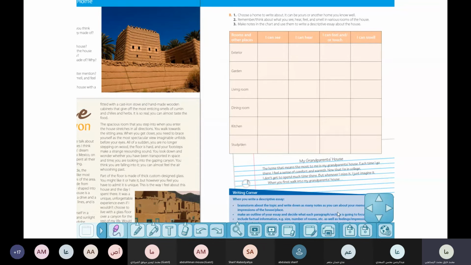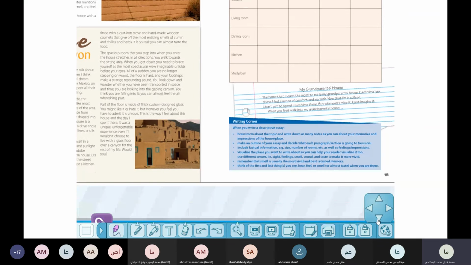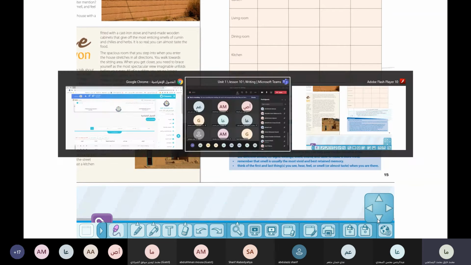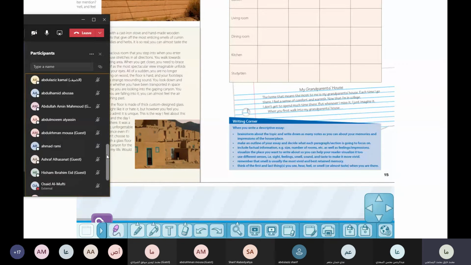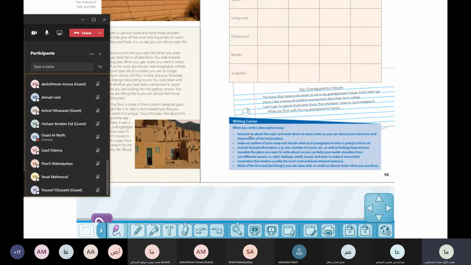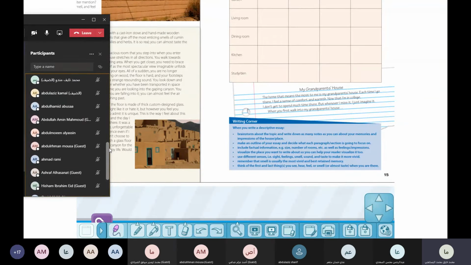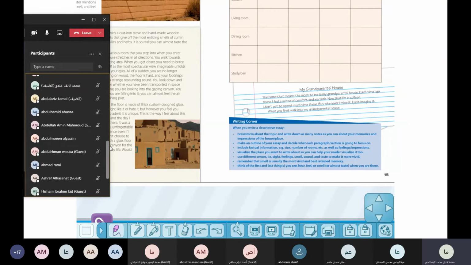Now here we have some rules. If you want to write a descriptive essay, who can read the first? Yanal, are you here? Ahmed Rami? Yusuf? Who can read the first point about the writer corner? Abdullah Amin, read the first one.